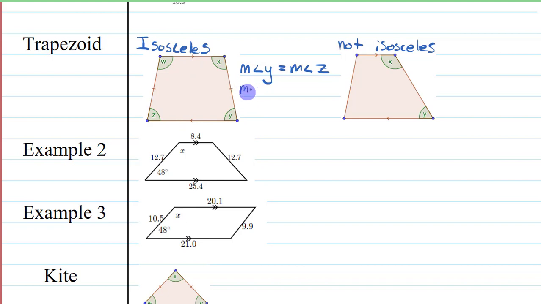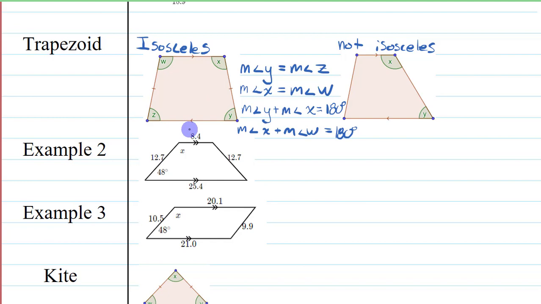Let's go ahead and write that out too. Measure of angle x is equal to the measure of angle w. So that's half of the isosceles. The other half is very similar to our parallelogram. Measure of angle y plus the measure of angle x is equal to, someone shout it out, 180 degrees. And same thing for x and w: the measure of angle x plus the measure of angle w is also equal to 180 degrees.